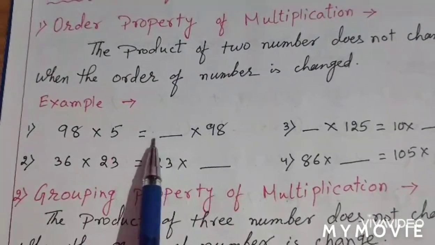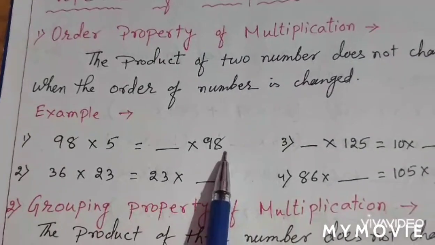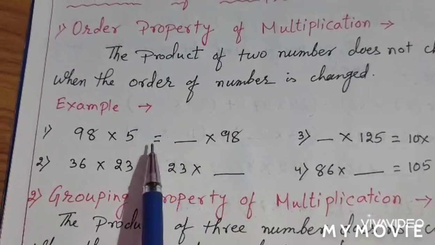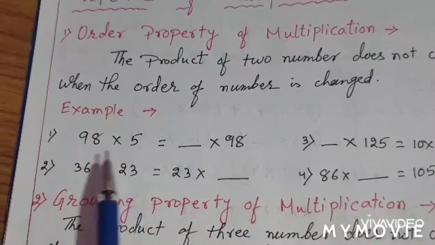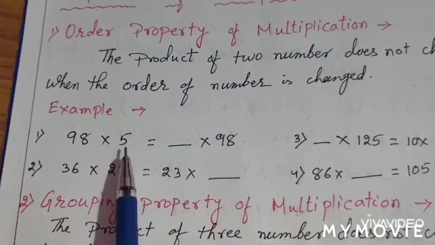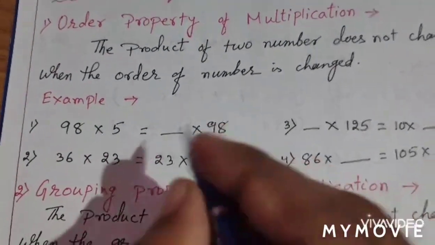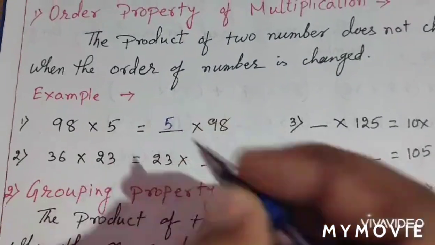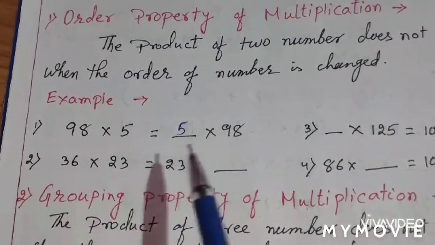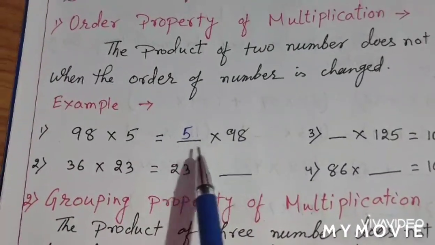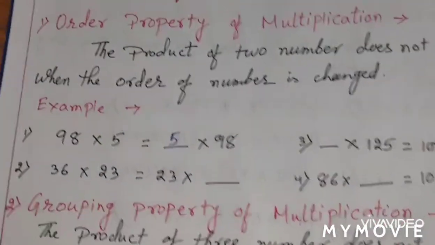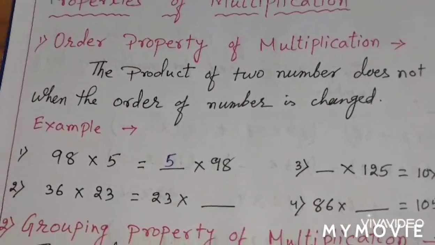Now comes, yes, 98 into 5 equals dash into 98. Children, you can see simply over here 98 is given after the equals sign, and before it 98 is given also and 5 also. Which one is missing? Just see. Yes, 5. So here we have to write 5. Whatever result we get from 98 into 5, the same result we will get while multiplying 5 into 98. Okay, so this is called your order property of multiplication.